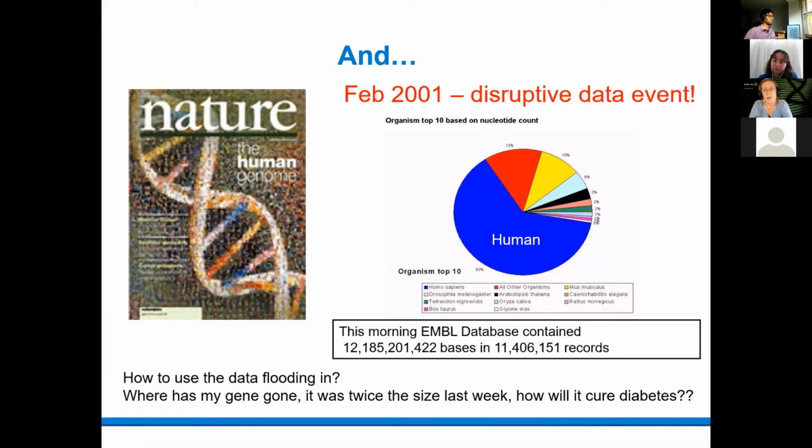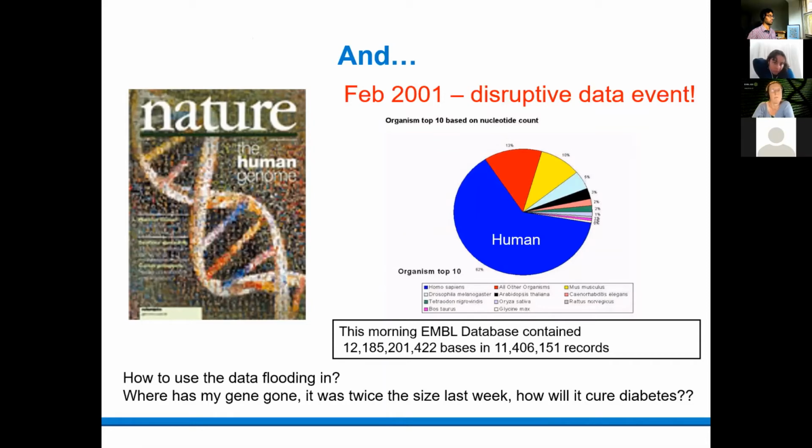You know, everything's gone human, what's going on? And then of course, the people that were working on human data were suddenly discovering that the draft wasn't very stable. Your gene might appear in one release and become twice the length or half the length or on a different chromosome in the next release. So how did you make use of that data? The questions came in very thick and fast.